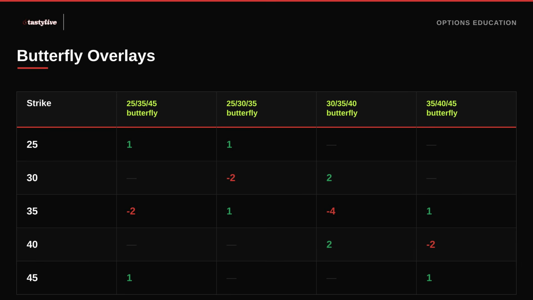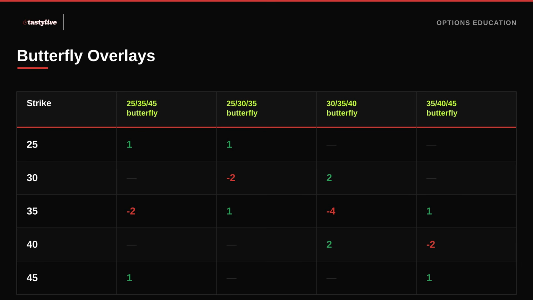Now, what's all this gobbledygook to the right side? I'm going to show you that 25, 35, 45 put butterfly is comprised of 4 other butterflies. What? Okay, follow along as I go through this. So on the left-hand side, I have the 25, 35, 45 put butterfly.